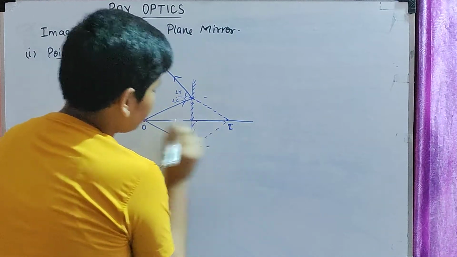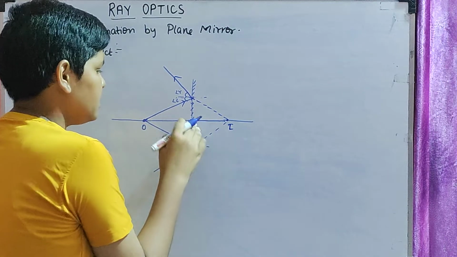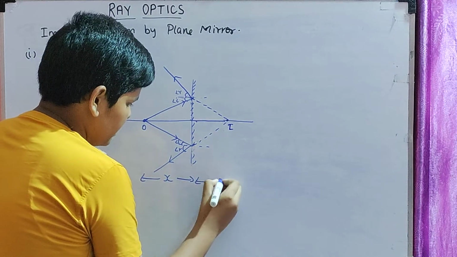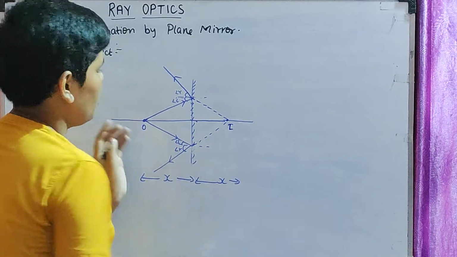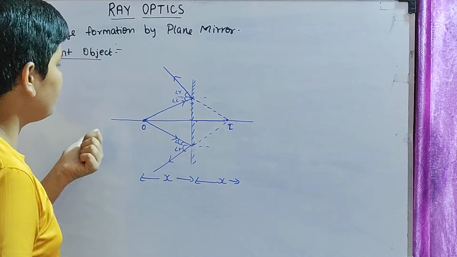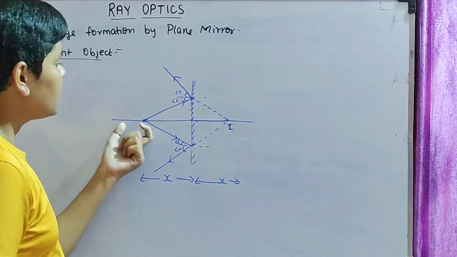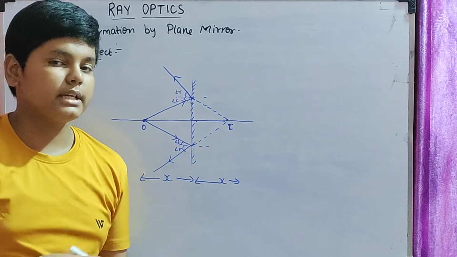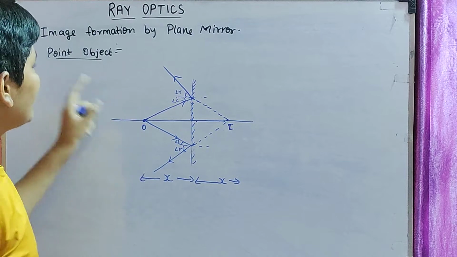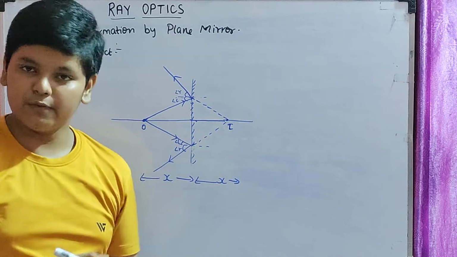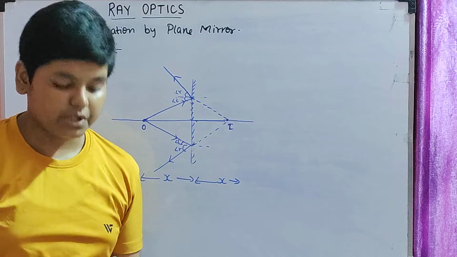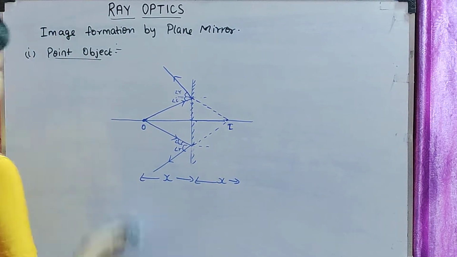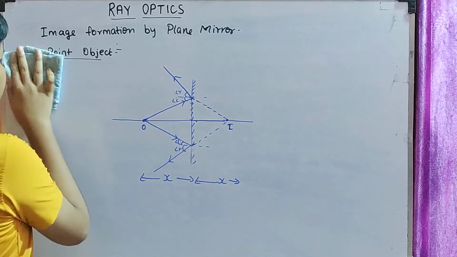The distance between the object and the mirror is equal to the distance between the mirror and the image. So let us take this as x and this also as x. So object distance and image distance are the same. Hence we found how we create the image of an object using a plane mirror. But this type of pointed object will not be too useful because we will not be doing questions about pointed objects. The main thing we will be discussing is the elongated object. So this was the first, that is the point object.